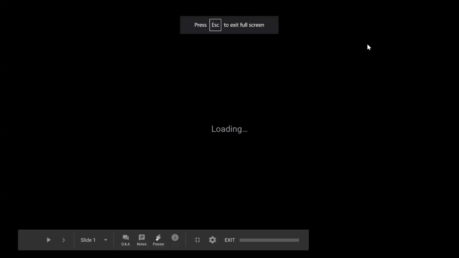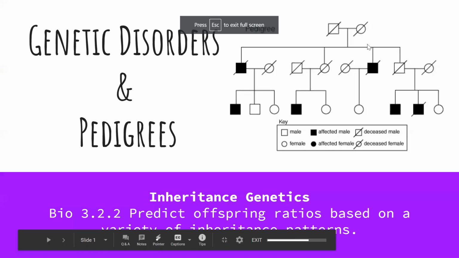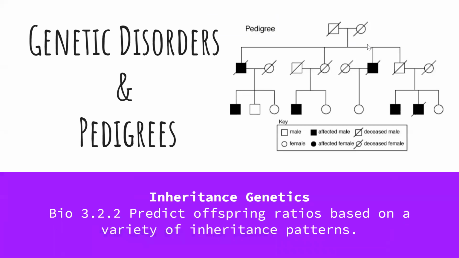All right, so genetic disorders and pedigrees. Basically, we're going to be talking about how we can predict offspring ratios based on different inheritance patterns and a different variety of ways to read those inheritance patterns. So we talked about Punnett squares, where we calculated the probability of different genotypes and outcomes based on the parents' genotypes. But we're also going to be looking at pedigrees, which are a picture of family inheritances of a certain genetic disorder.